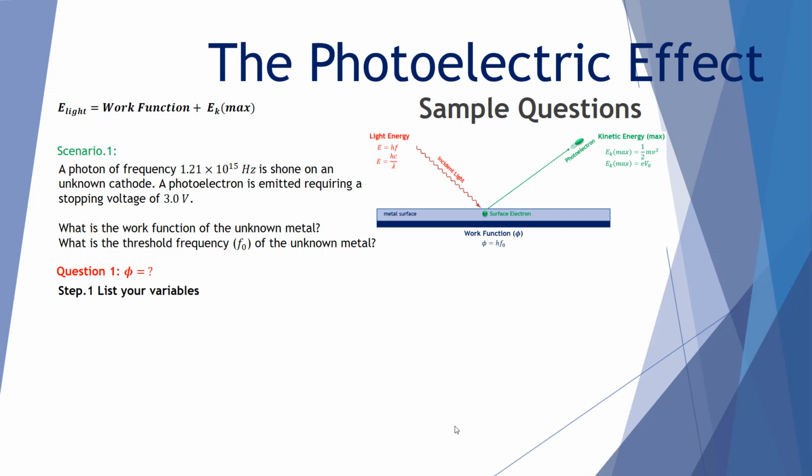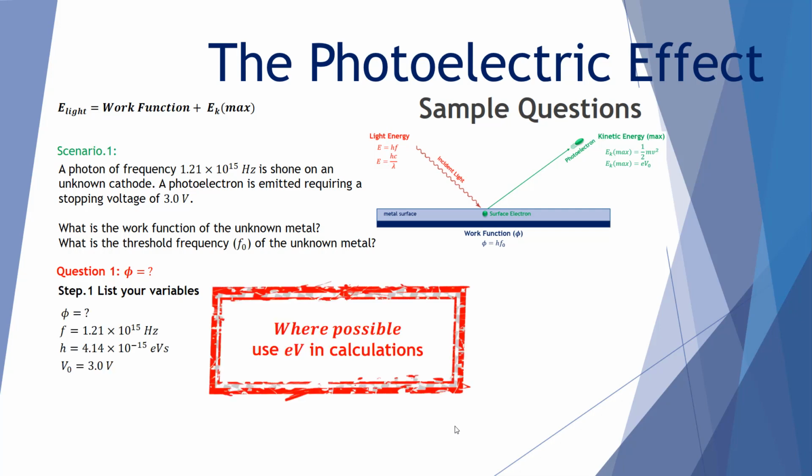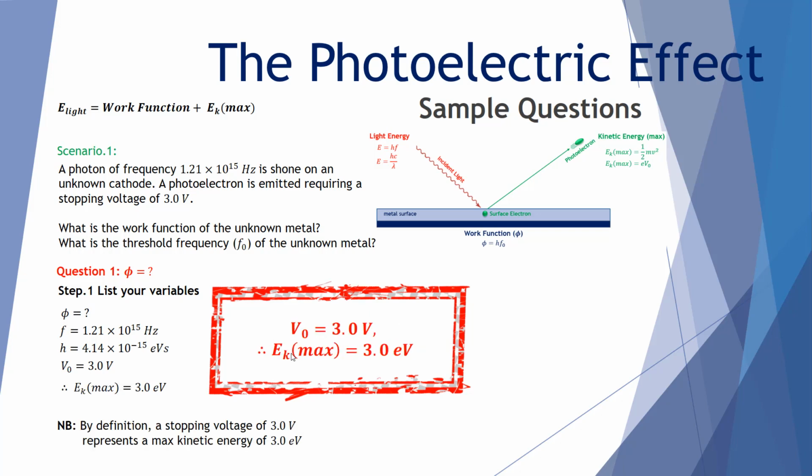So first of all, let's have a look at the work function. So here's all our variables. We know the frequency of the incident light. We know Planck's constant in electron volt seconds. And we know the stopping voltage is 3.0 volts. And we want to work out what is the work function. So where possible, let's use electron volts in our calculations.